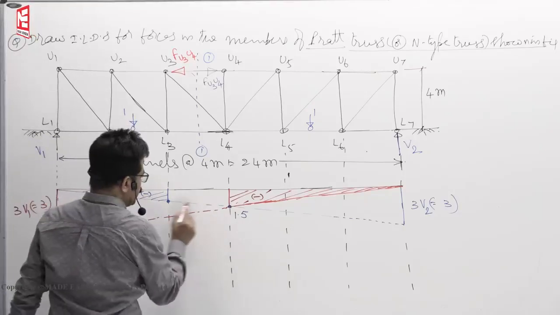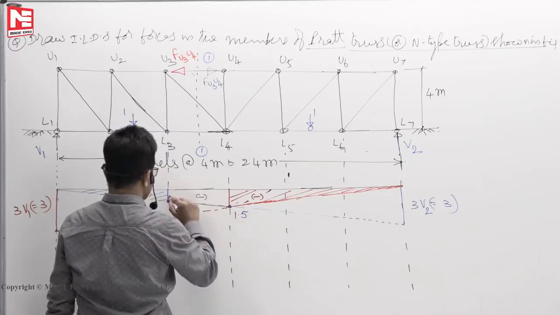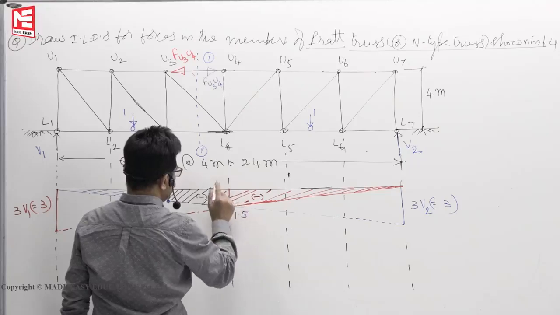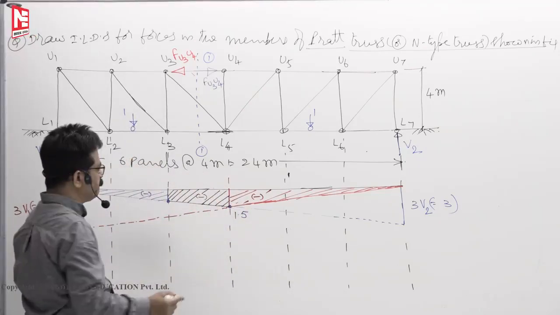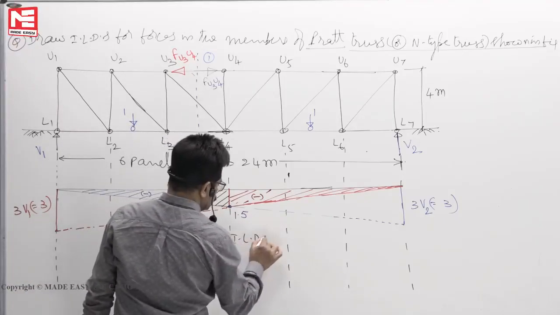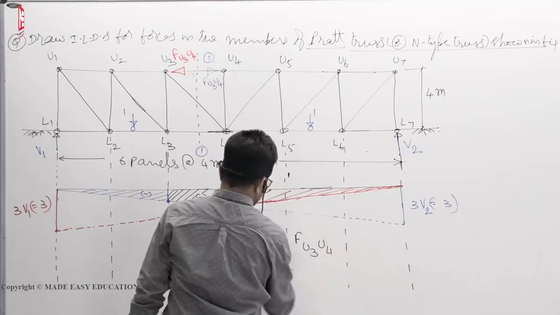Having known the 2 points, you just connect them like this. This also now minus. So the disturbed panel, we simply connect the end points, it will be done. Okay, this is your ILD for force in the member U3, U4.